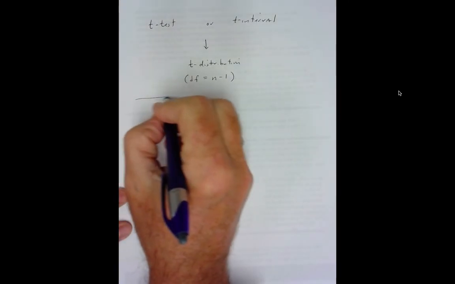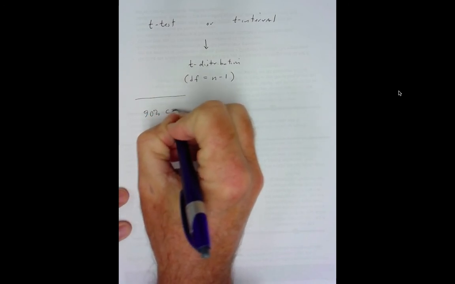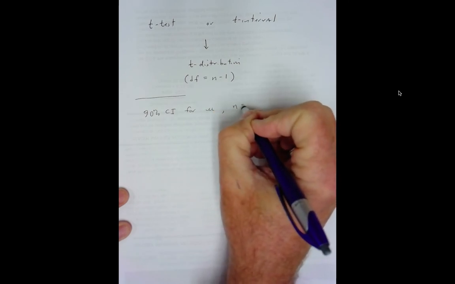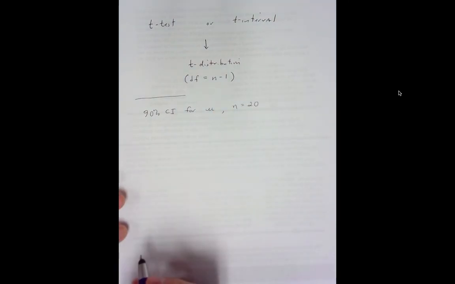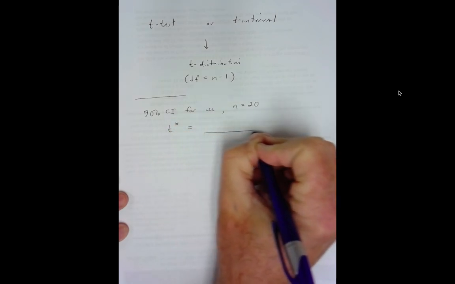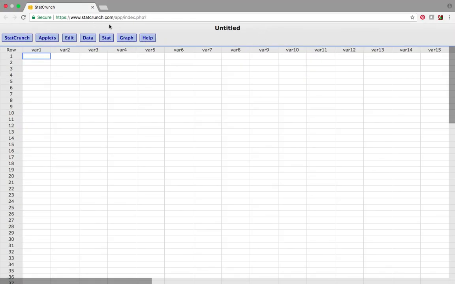So if we were asked to find a 90% confidence interval for mu, where we have a sample size equal to 20, what would the t critical value be equal to? Well, guys, it's really easy to do in StatCrunch. If you don't have StatCrunch up, just pause the video and get it up, and then hit play.